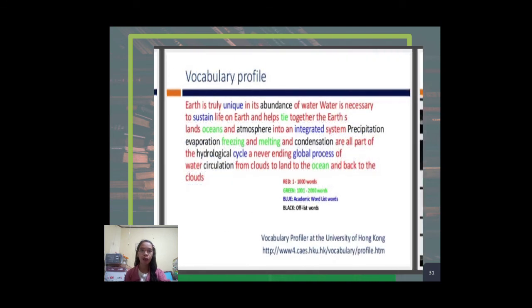Okay, so we have here the vocabulary profile. Earth is truly unique, so we have just here the text, and as you can see, you have the legend, the red, the green, and then the blue. The blue ones represent the academic word list words. And then the black are off-list words. So, in this legend, we are going to have a profiling. This is applicable to students who are new to the English language, or Koreans or Japanese.